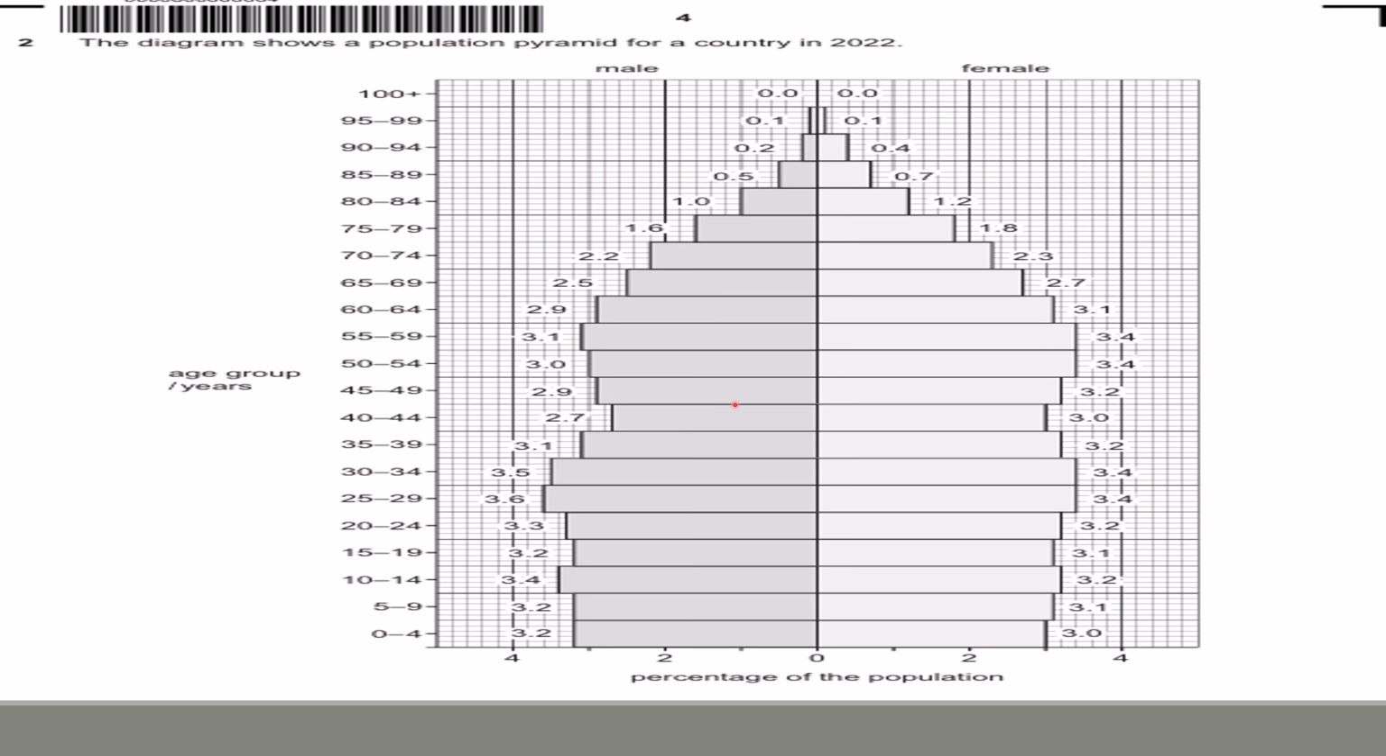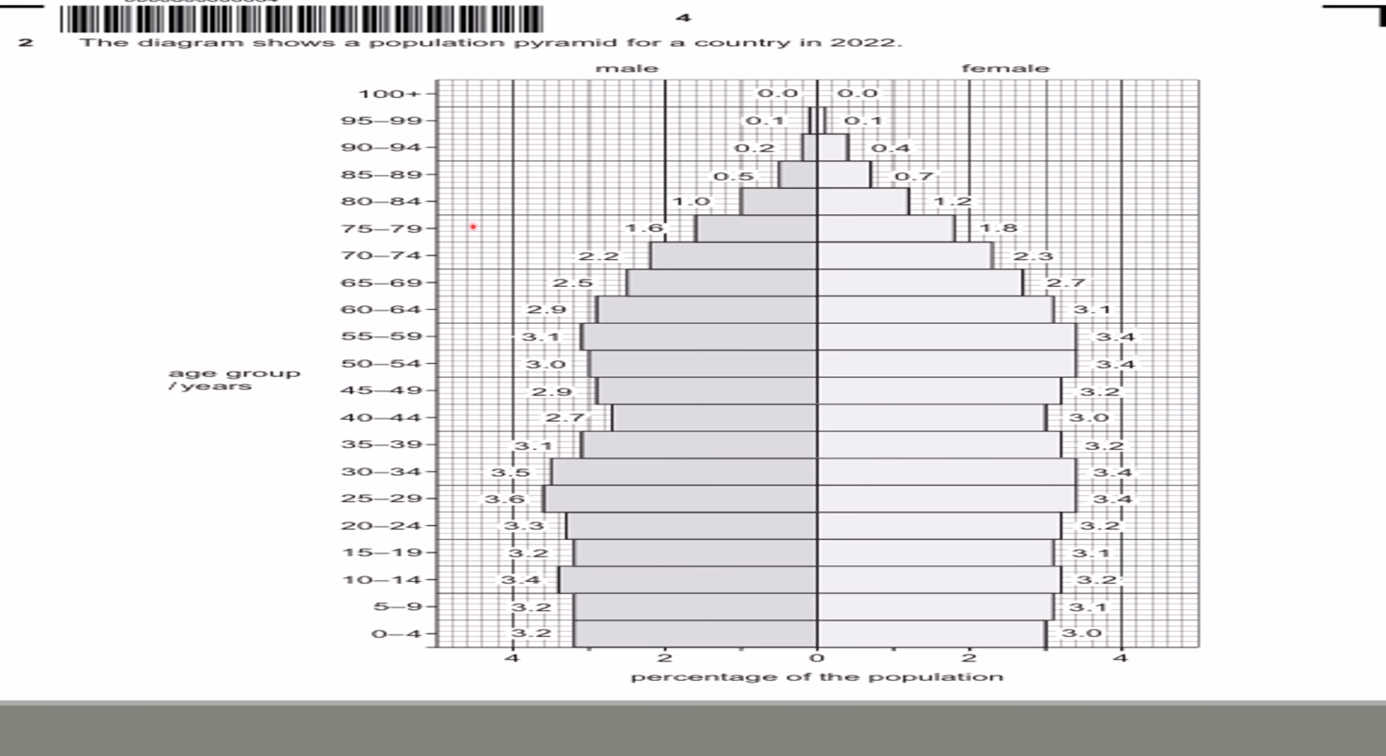The working age population, 15 to 64, is very wide, almost equal on both sides. This indicates a large labor force, balanced male and female population, and potential for economic productivity. Step 4, observe the upper age group.